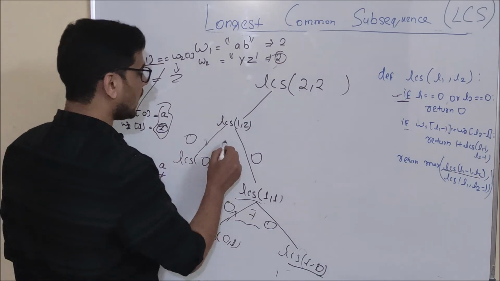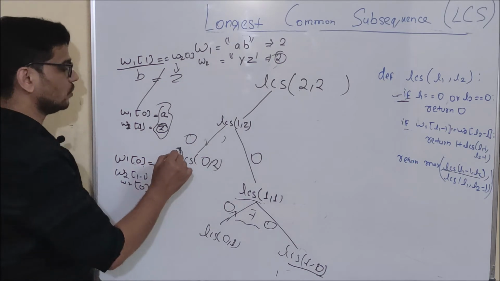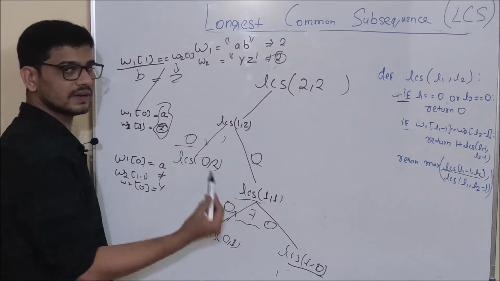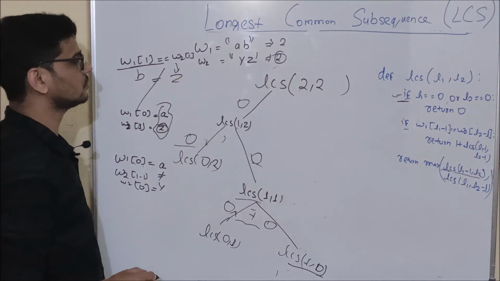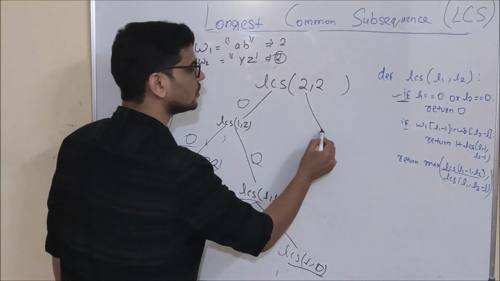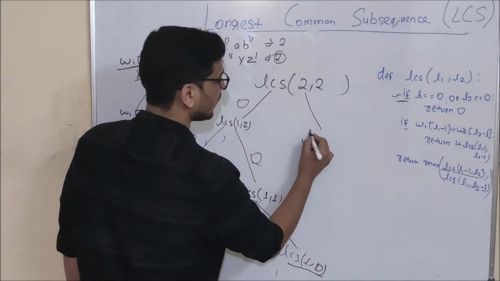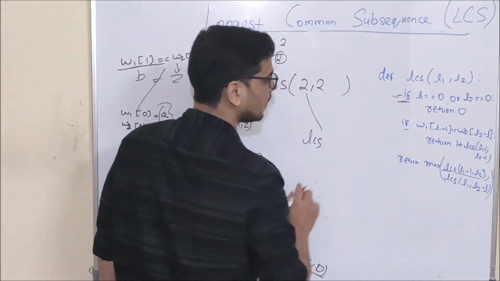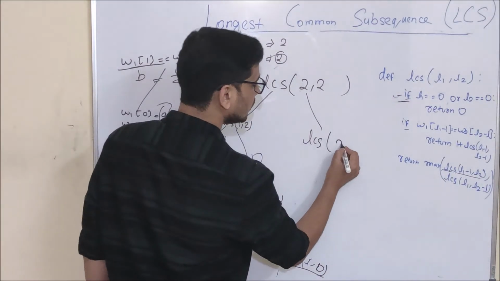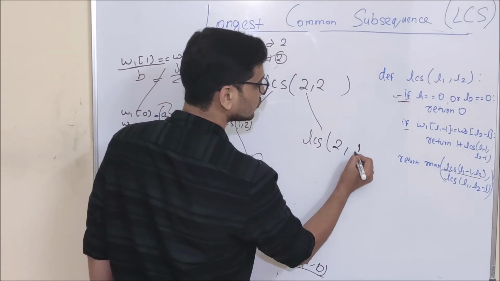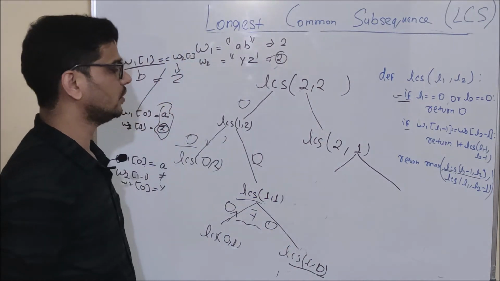And when LCS of 1 comma 2 gets both the answers, it is going to compare these two. And what is the maximum here? 0 only. So it is going to return 0 to LCS of 2 comma 2. Then LCS of 2 comma 2 is going to call its right part. And what is its right part? LCS of L1 comma L2 minus 1. And what is L2 minus 1? 2 comma 2 minus 1, 2 comma 1.